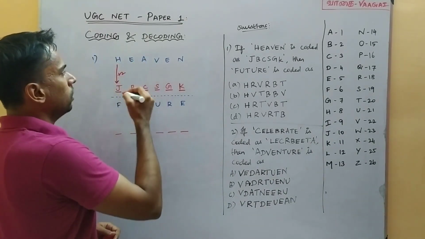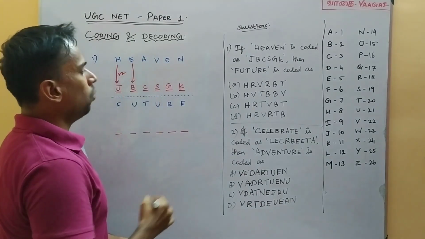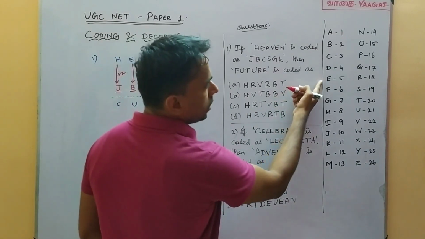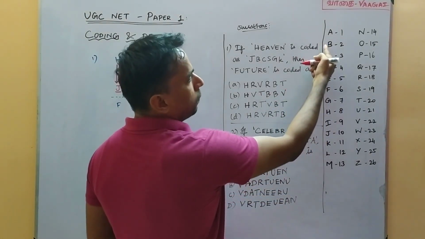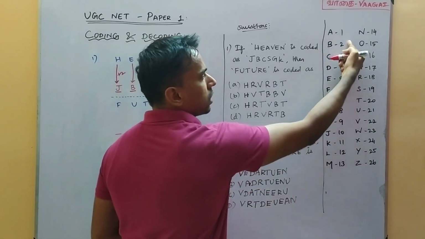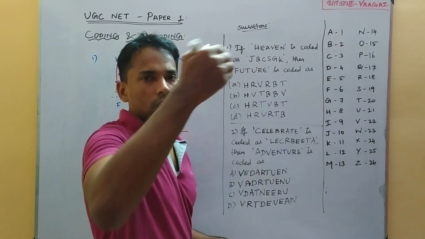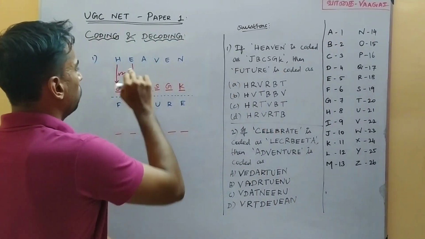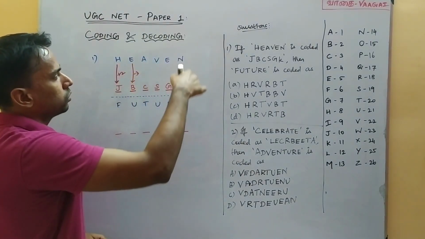Again, let's come here, E is coded as B. So again come to the table, E as B. E is at 5th position and B is at 2nd position. So they have traveled in the reverse direction, right? So 5 to 2, that means 3 positions in the reverse direction. So I will put here minus 3. Let's again continue this.